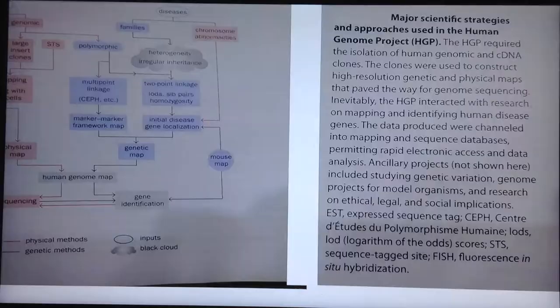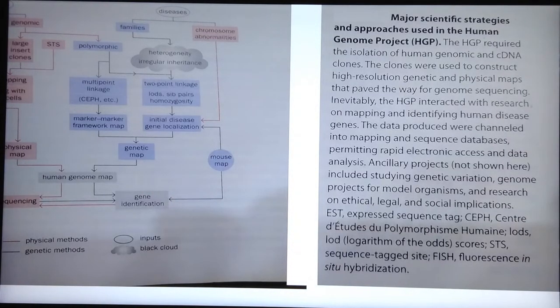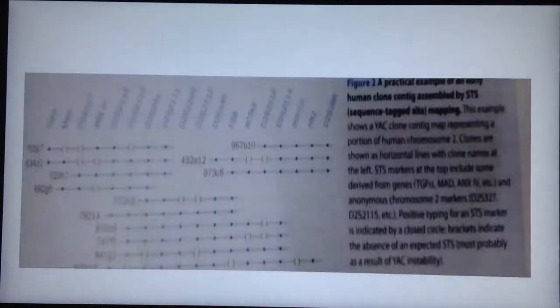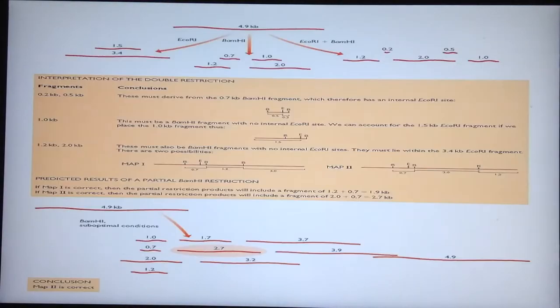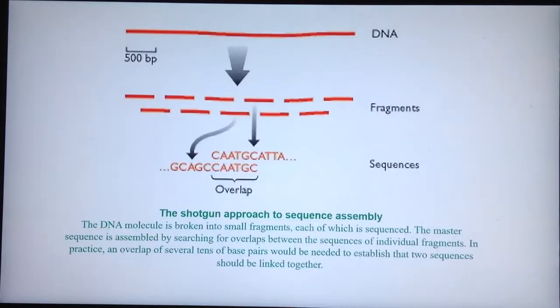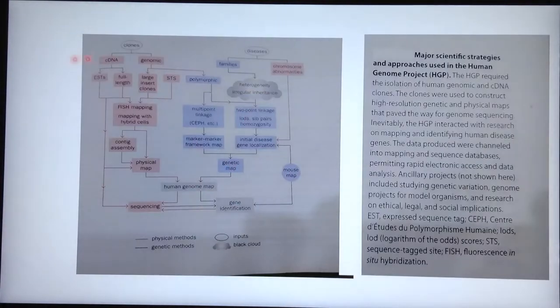Now again we'll go to the basic chart of DNA mapping, in which physical mapping was basically initiated with cDNA and genomic DNA clones. cDNA clones can be ESTs or full length, and genomic DNA can be large insert, done with STS. Finally, to know the chromosomal localization, we have used FISH mapping and mapping with hybrid cells. Then contig assembly was done to create contiguous clones. Sequencing was essentially involved to come up with the physical map.